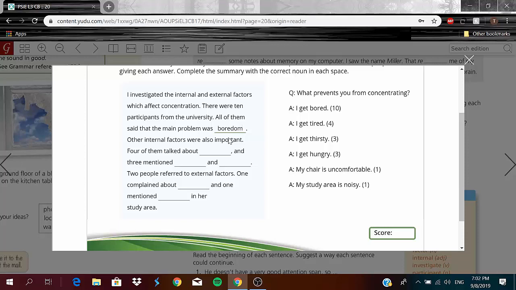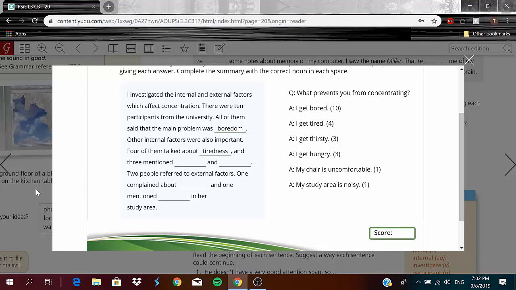Now, other internal factors were also important. So 4 of them talked about, so here 4 of them obviously meaning 4 different people, right? So here we have the number 4, meaning 4 different people talked about this. So we'll say tiredness, right, you guys? So tiredness.